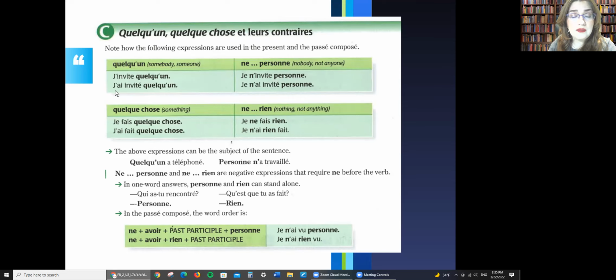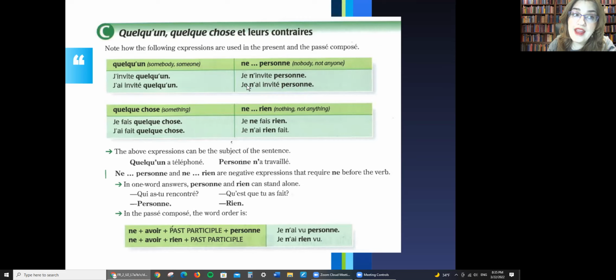Same thing for the passé composé, j'ai invité quelqu'un. Where do we put ne personne? We put it a little bit differently than ne pas. We learned that ne pas, we place it around the helper verb, but ne personne goes around both the past participle and the auxiliary, the helper verb. Okay, so we'll end up with je n'ai invité personne.